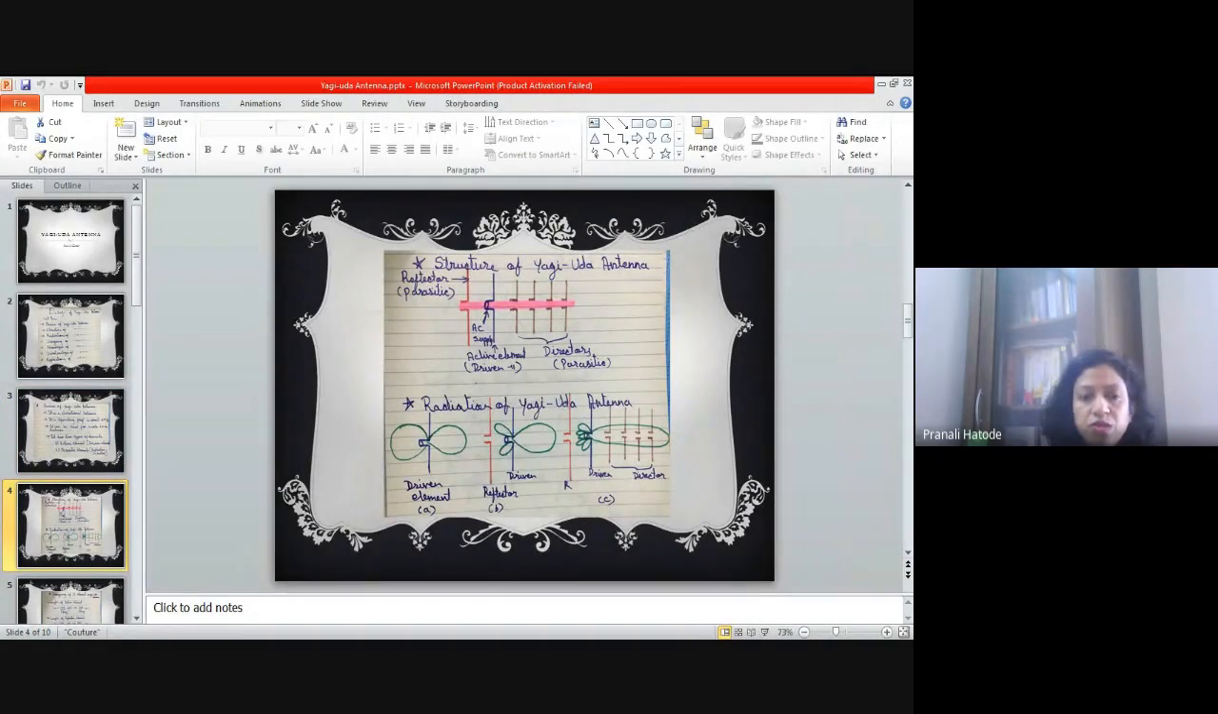Now students, I hope this has made you understand what the Yagi-Uda antenna is, and it has cleared in your mind how to design a Yagi-Uda antenna. So please try some numericals based on this, and if you have any doubt, you can always contact me.